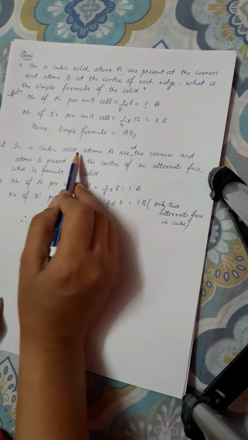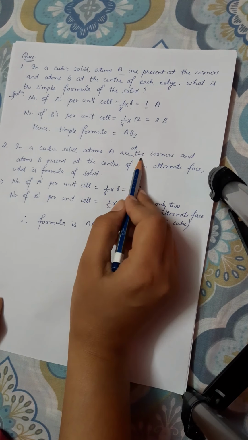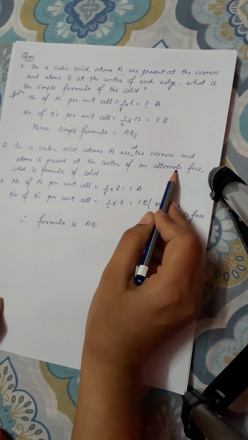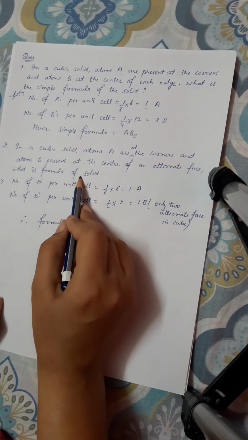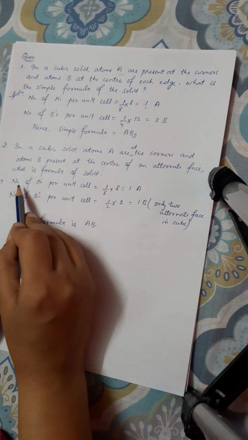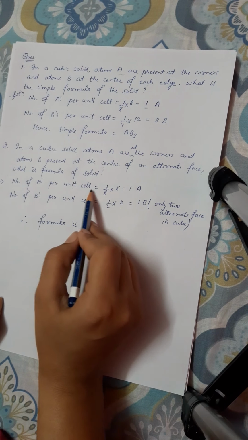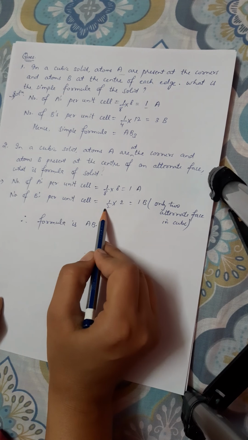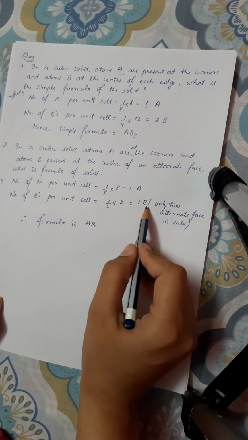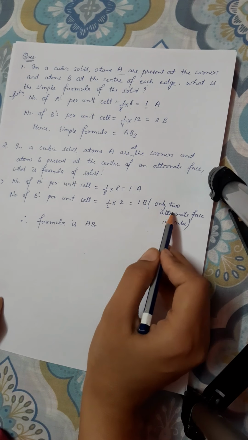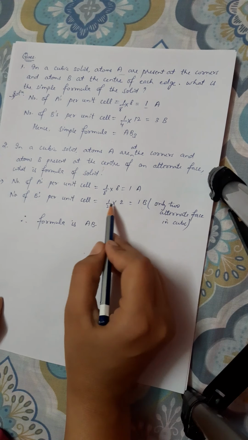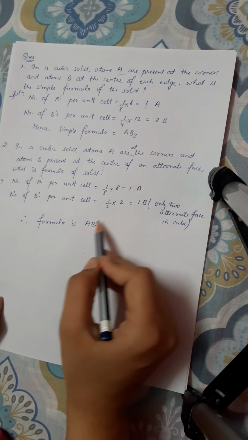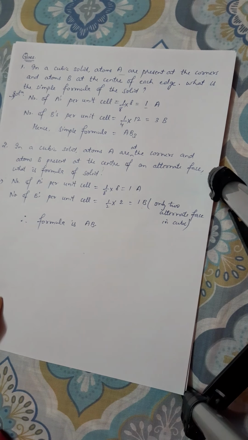In a cubic solid, atoms A are at the corners and atoms B are present at the center of alternate faces. What is the formula of the solid? Number of A per unit cell: 1 by 8 into 8, 1A. Number of B per unit cell: how many alternate faces in a cube? Only 2. So contribution will be 2 into 1 by 2, 1B. Formula will be AB. Thank you.